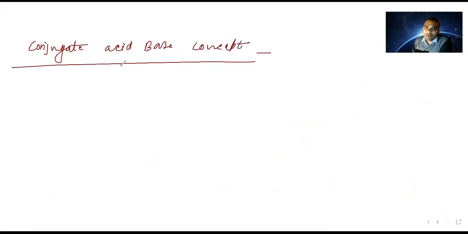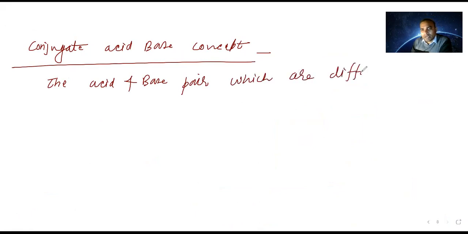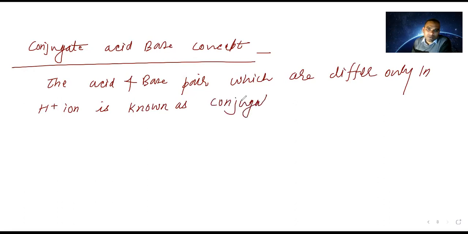Conjugate acid-base concept. This is there in your syllabus, please check it out. Conjugate acid-base pair: they are saying the acid and base pair which differ only in H plus ion is known as a conjugate acid-base pair.